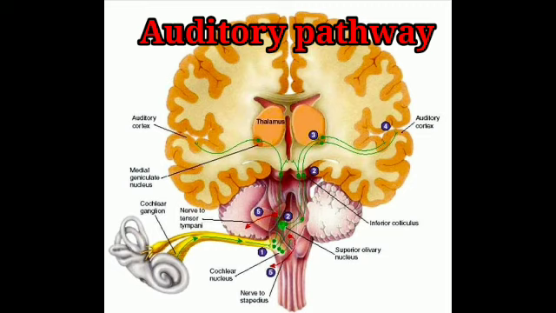These central processes terminate in the dorsal and ventral cochlear nuclei, which are located in the brainstem. The second order neurons lie in the dorsal and ventral cochlear nuclei, and their processes pass opposite to each other. Not all the processes, but most of the axons cross to the opposite side, and these terminate in the superior olivary nucleus.